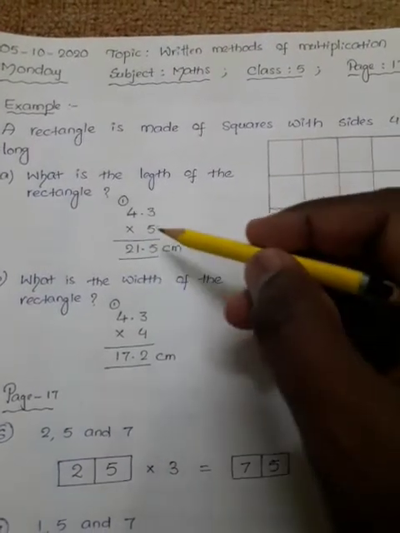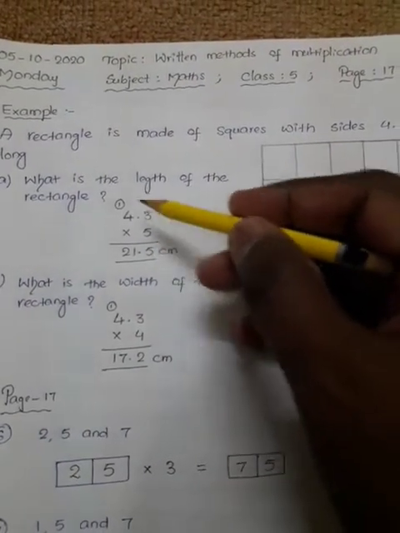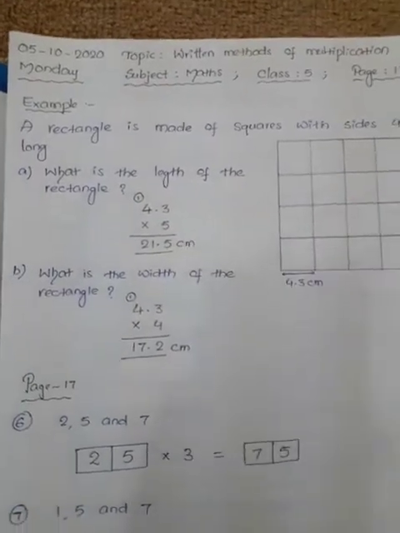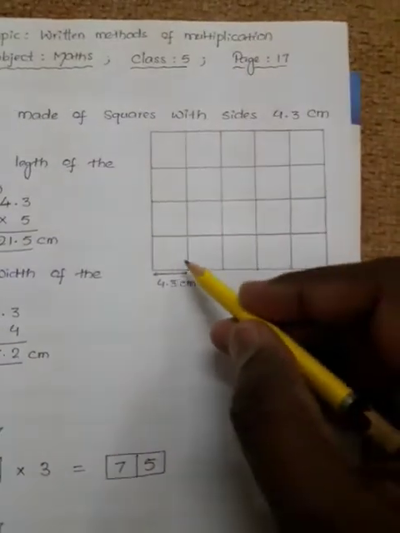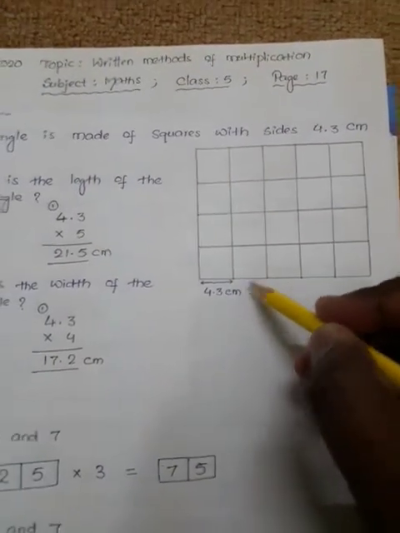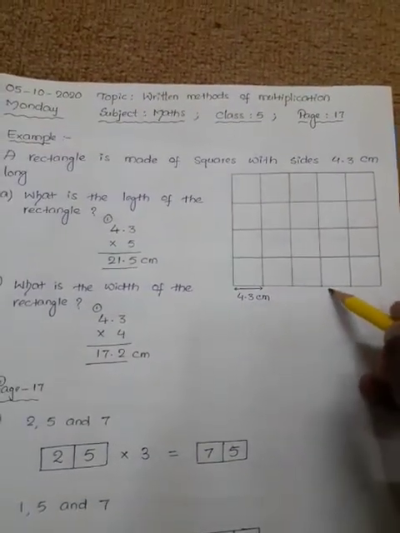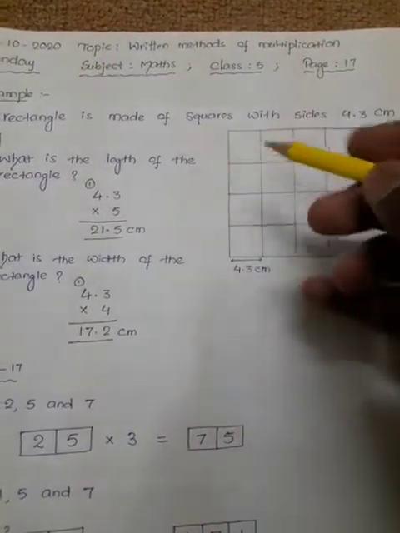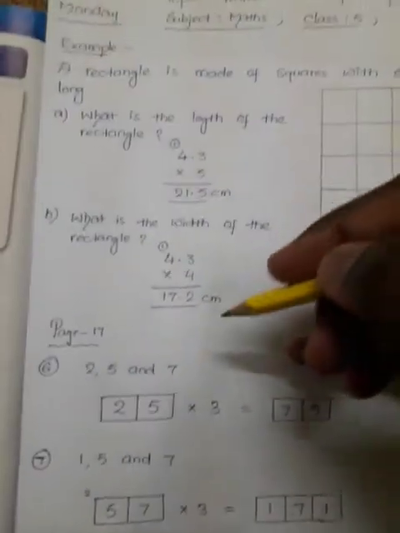4.3 multiplied by 5. So 5 3s are 15, 5 and 1 carry, 5 4s are 20 plus 1, 21. So 21.5 centimeters. Otherwise you can write 4.3 plus 4.3 plus 4.3 plus 4.3 plus 4.3. You can do it like this also, no problem, but this is a better one: directly multiply by 5.